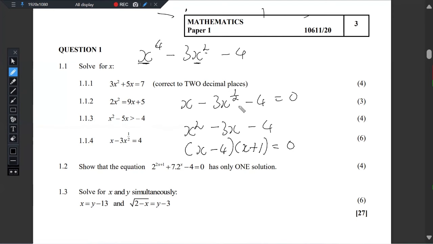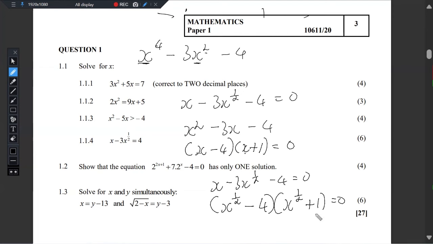How would we solve this one then? To solve x minus 3x to the 1/2 minus 4 is equal to 0, I have to say x to the exponent of 1/2. You see that halving. So here we have x squared. Now I distribute: because I have x to the exponent of half here, and also here x to the exponent of half. So this will be minus 4, and this will be plus 1, is equal to 0. Same thing, still operating on that level.